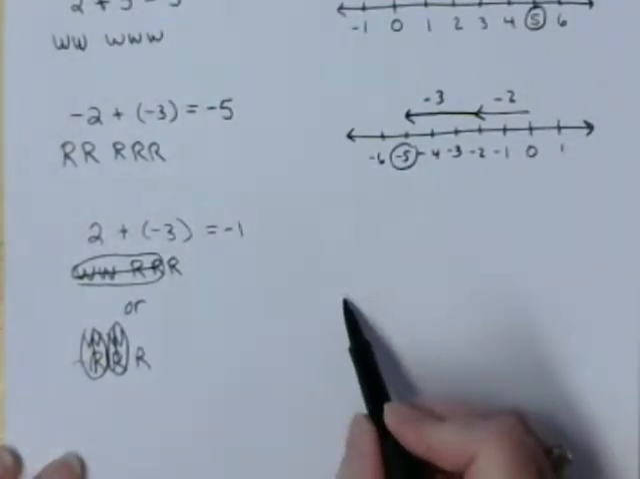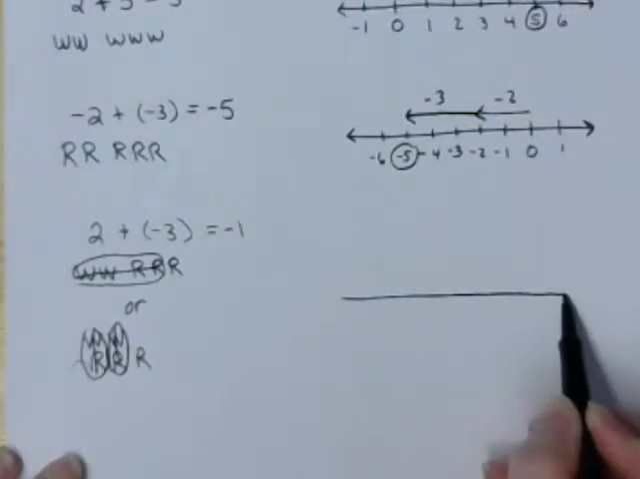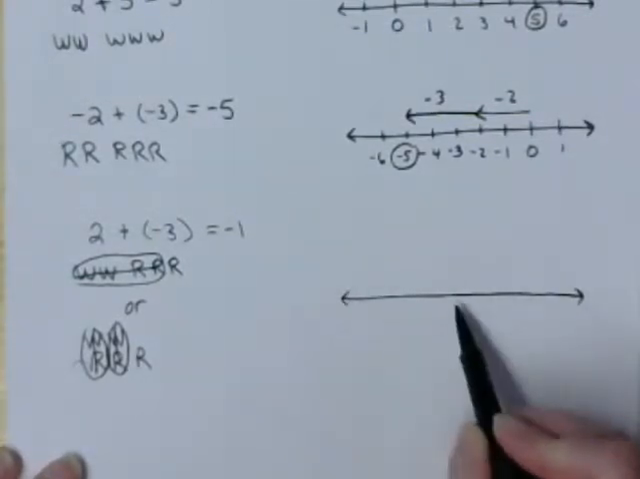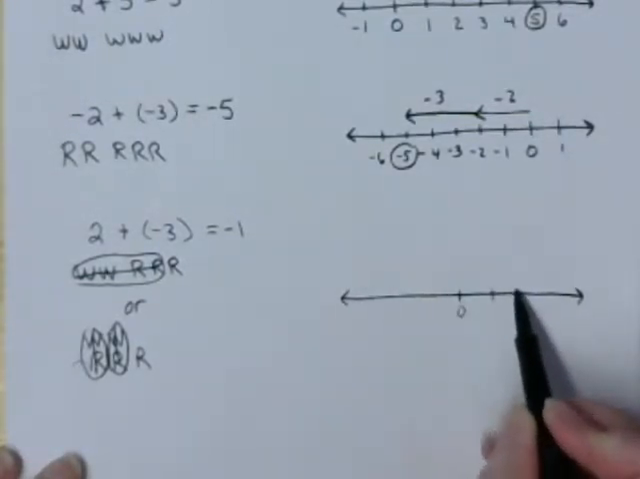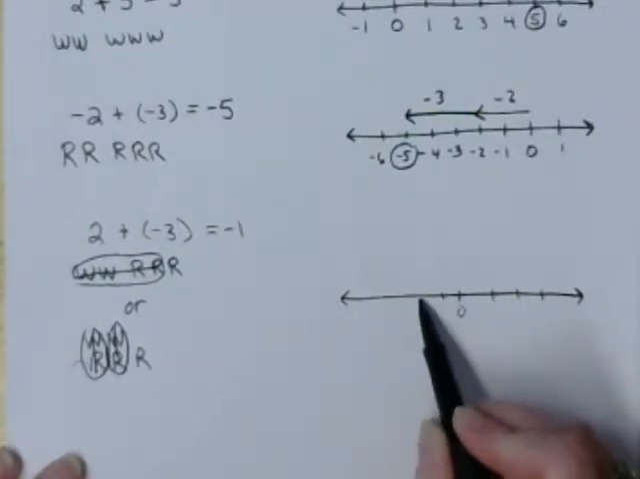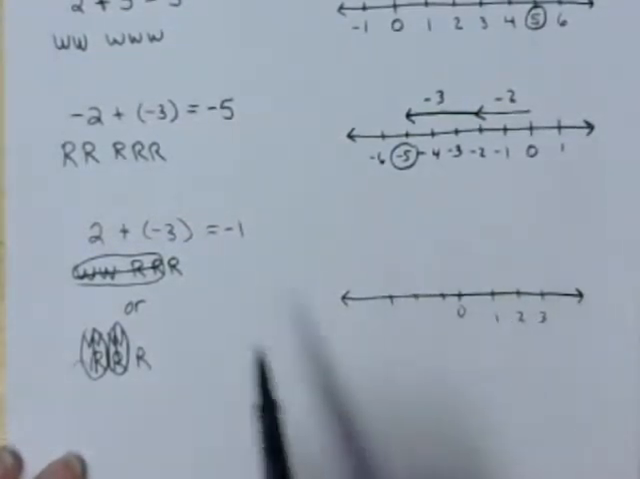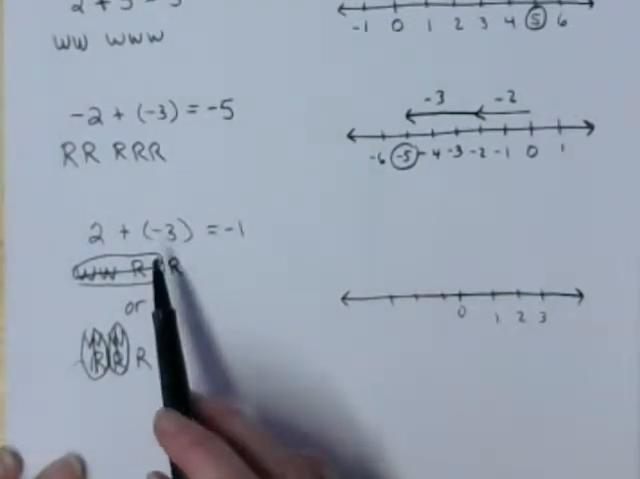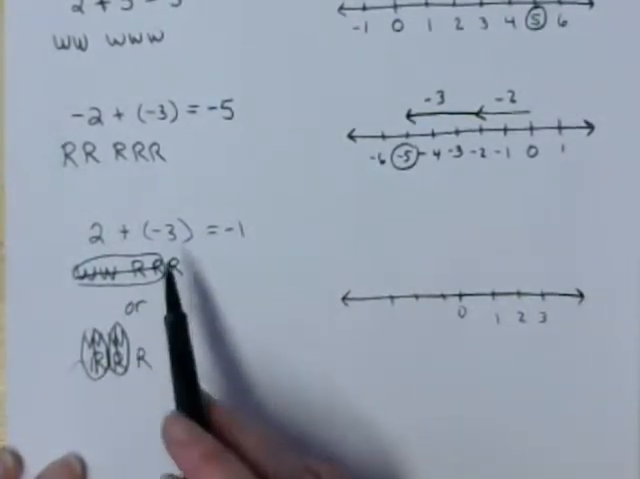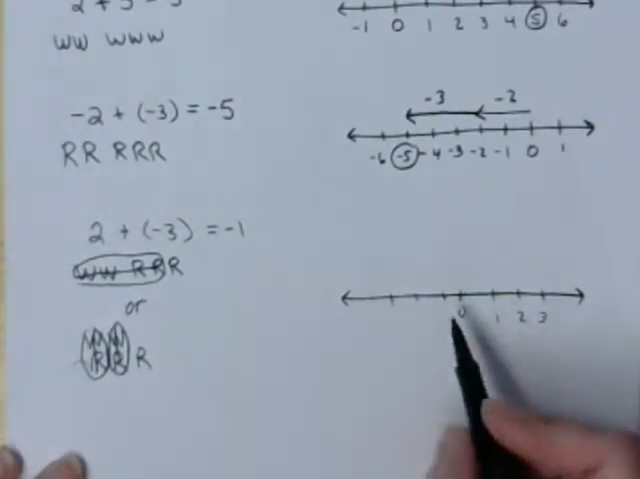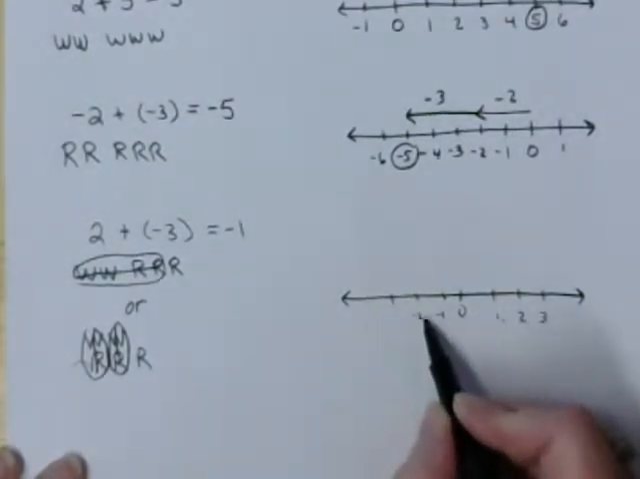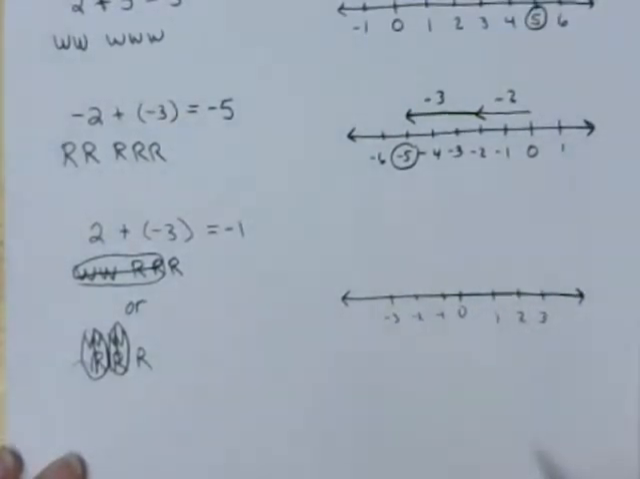Now, the way we would do that with our number line model, and for those of you that were taught to immediately change subtraction to adding the opposite, some of this may be a little strange when we get to subtraction, but you'll see how this works.